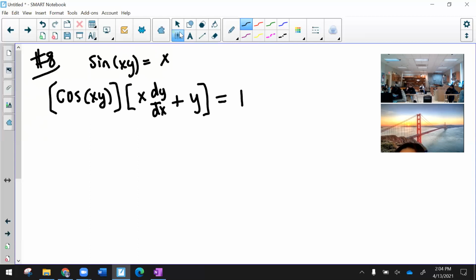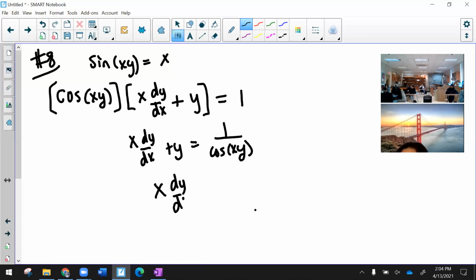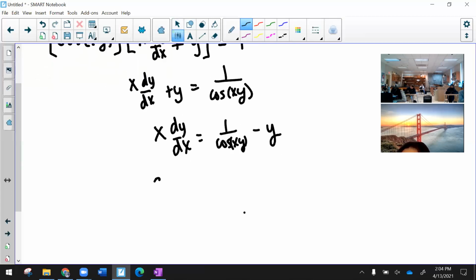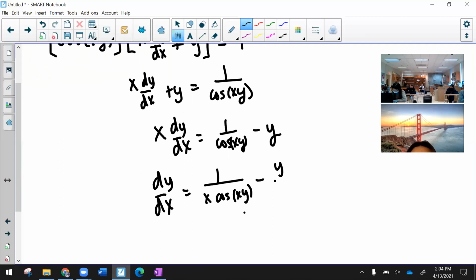And now I need to solve it for dy dx. So the first thing I'm going to do is divide both sides by cosine xy. And then I'm going to subtract y. So I have x times dy dx is 1 over cosine xy minus y. And then I divide the whole thing through by x. So dy dx is 1 over x cosine xy minus y over x.